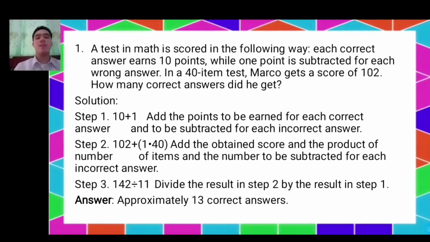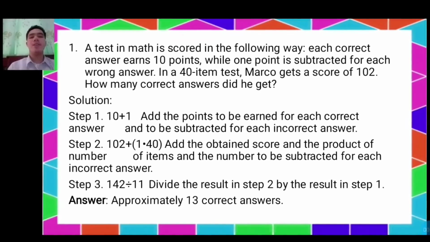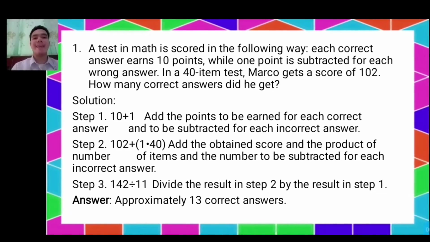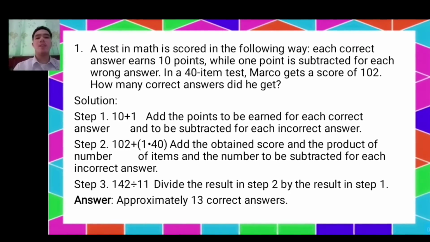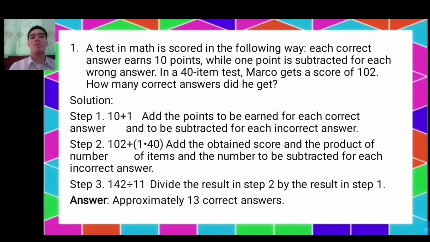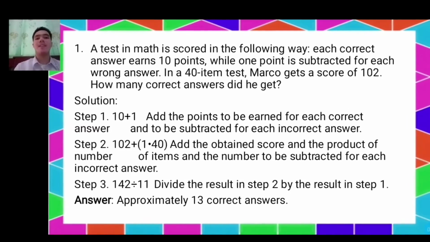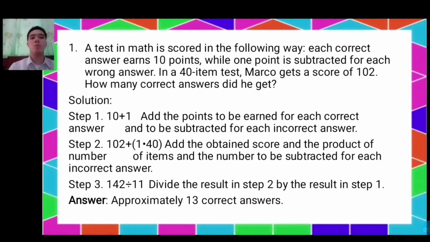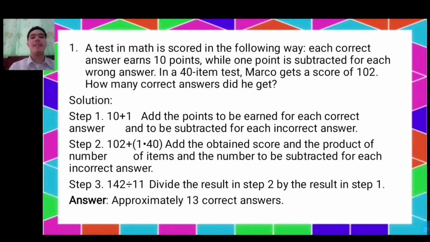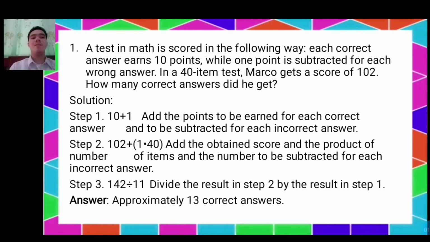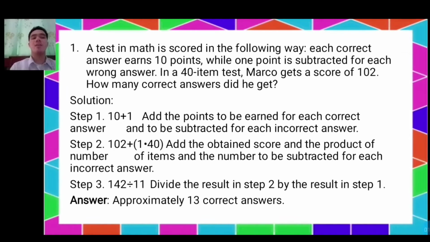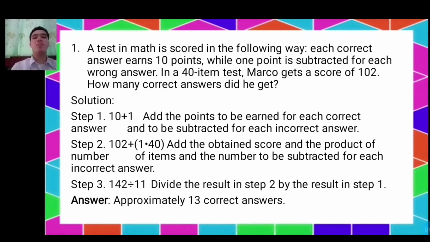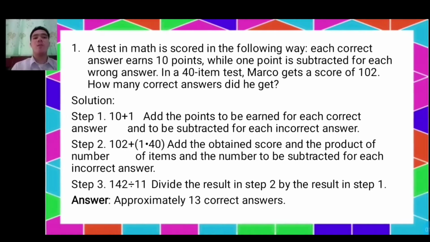So our solution is, first, you have to add the points to be earned for each correct answer, that is 10, and the points to be subtracted, which is 1. So 10 plus 1 is 11. Step 2, add the obtained score, which is 102, and the product of the number of items and the number to be subtracted for each incorrect answer. So 1 times 40. We have to add them. 102 plus 1 times 40.